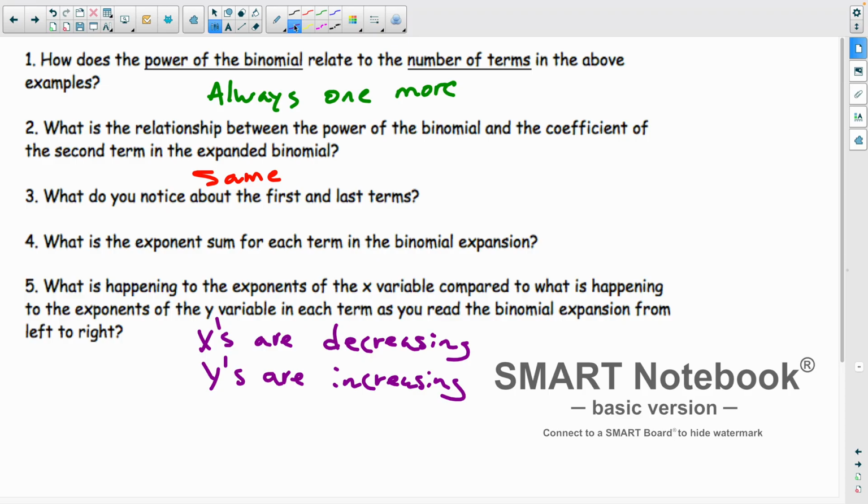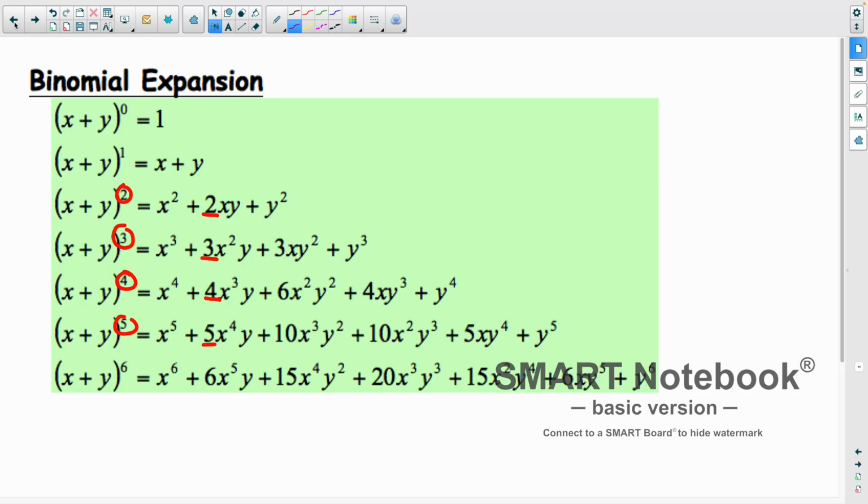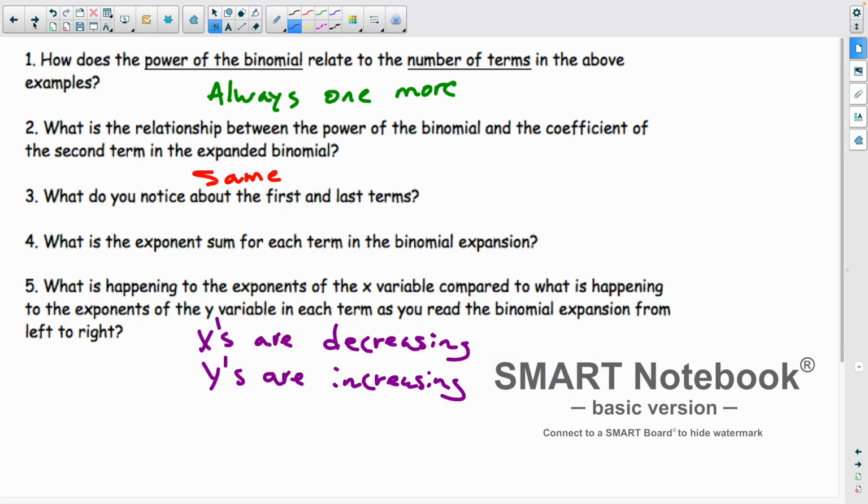What do you notice about the first and the last terms? The exponents are the same. So we have all of one term here and all of the other term at the end. So you have all the x's or you have all the y's.